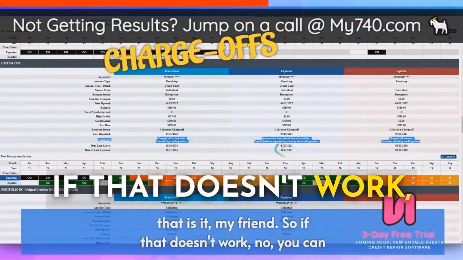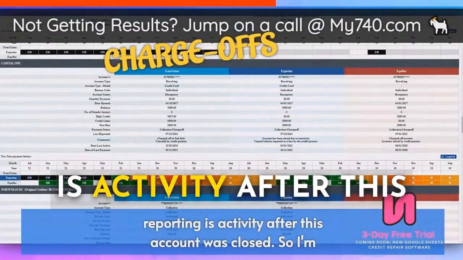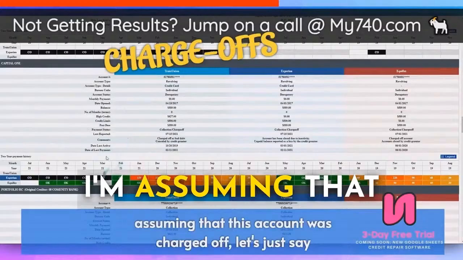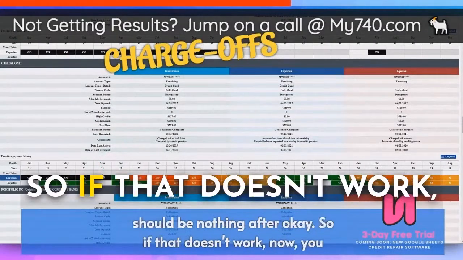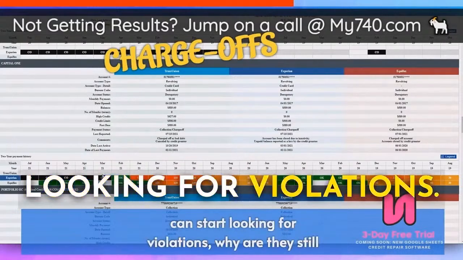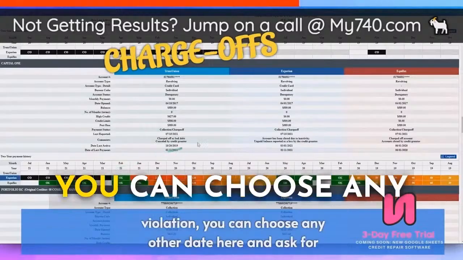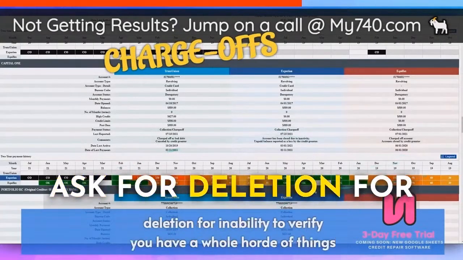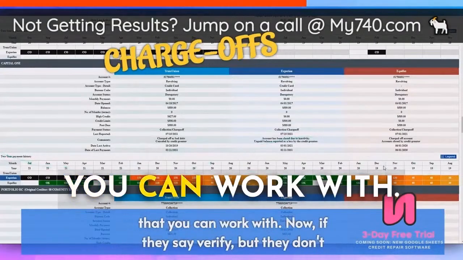If that doesn't work, now you can go over here and you can say they have activity after this account was closed, assuming this account was charged off March 21. There shouldn't be anything after. If that doesn't work, start looking for violations. Why are they still reporting it when you already pointed out there is a violation? You can choose any other date and ask for deletion for inability to verify. You have a whole horde of things that you can work with.